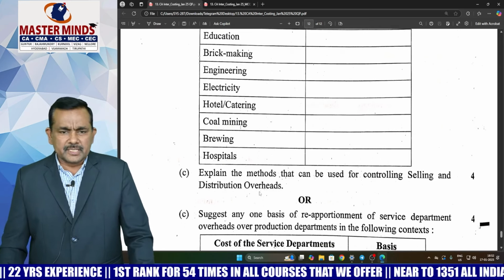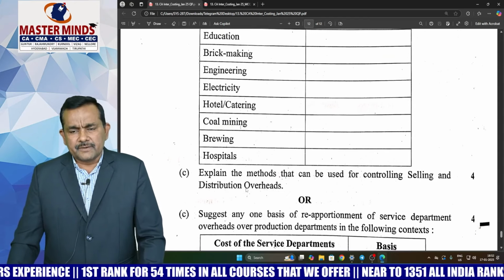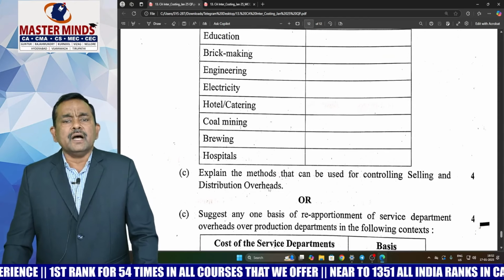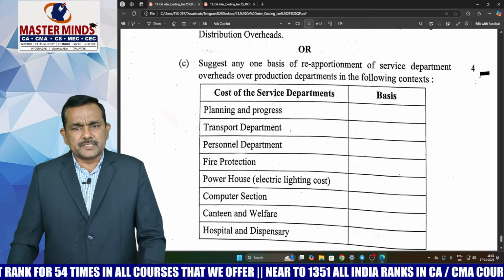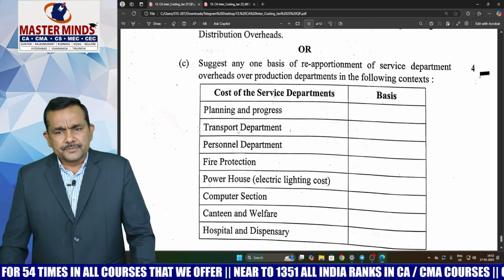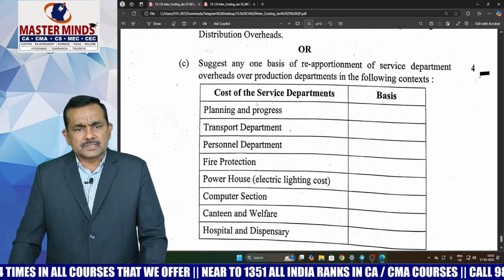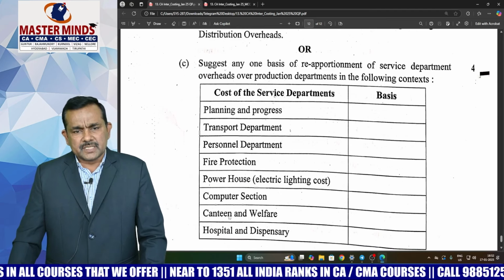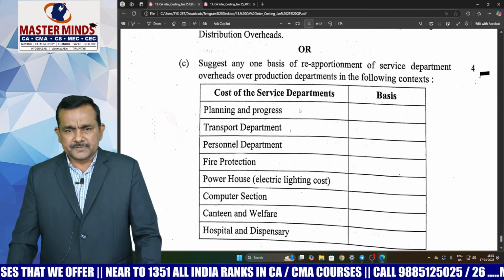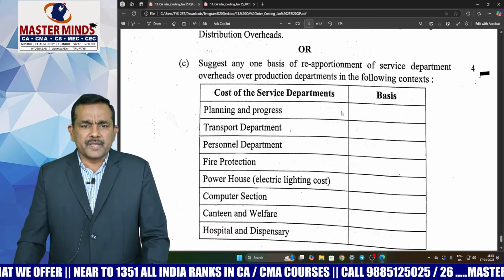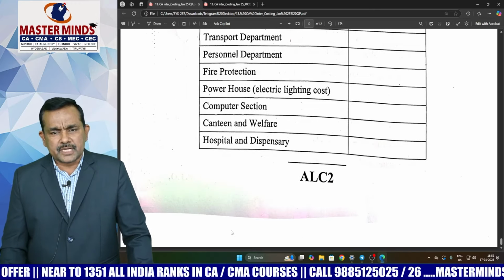This is also a direct question in our material, and the chapter is the overheads chapter, sir. Next, this is also the overhead chapter, sir, that is the cost of the service departments. These overheads are apportioned on what basis? The question is just asking for the basis. So this is also a straight question, sir.